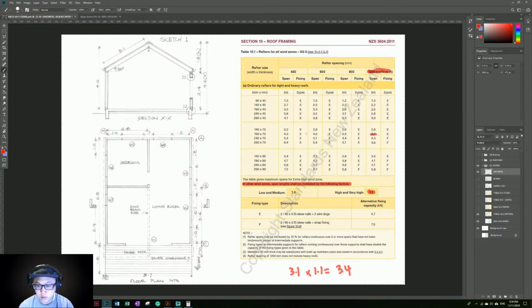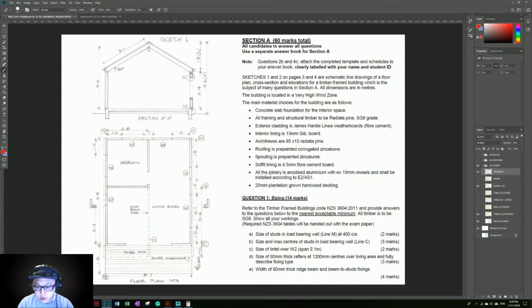We get this one, but then we forget here it's 190 by 70, but they ask for 90. So we go down, it's 4.1 here. So I would pick 190 by 90, and the fixing type would be F. That's how I would do it. If the questions specify the sizing, make sure you take that into consideration, because here it's 90 at 1200 centers.